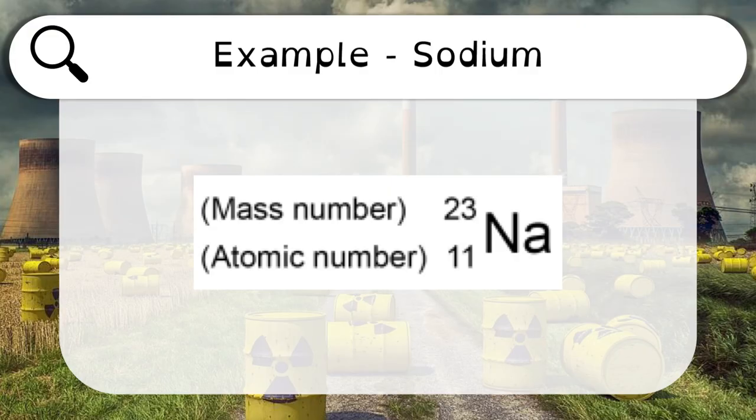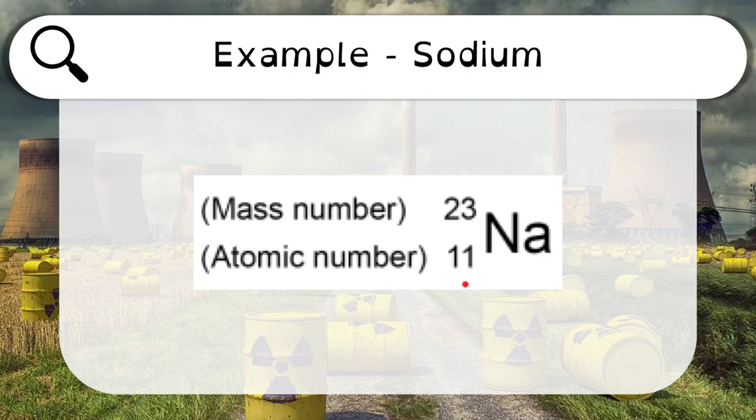Let's get started. In this example you can see sodium, and you might recognise how it's written just here because that's how it appears in the periodic table. The bottom number of 11 in this case has a name, and that's the atomic number, and the top number is the mass number, and in this case it's 23.